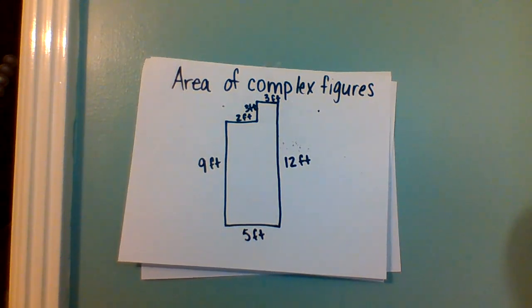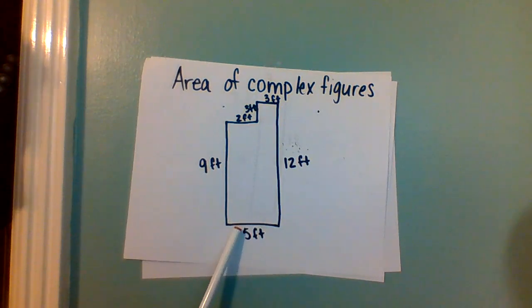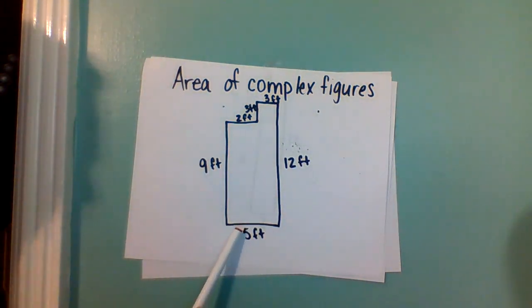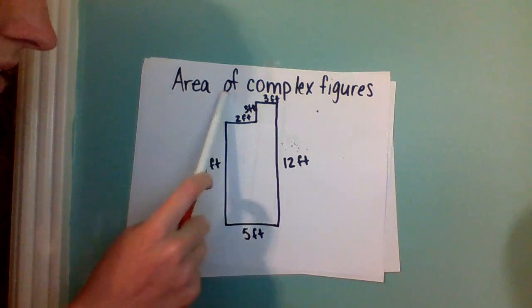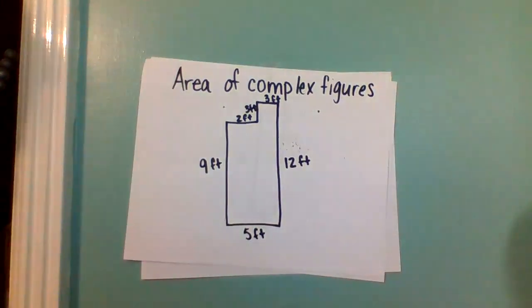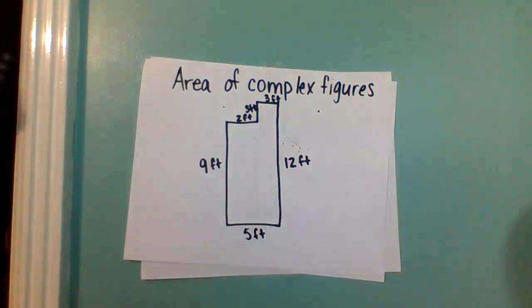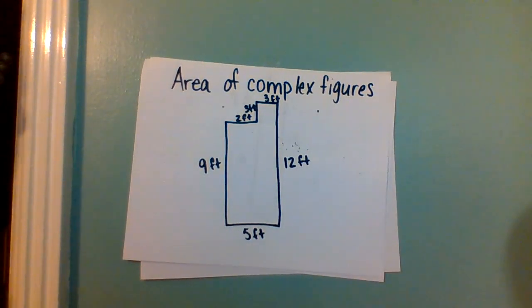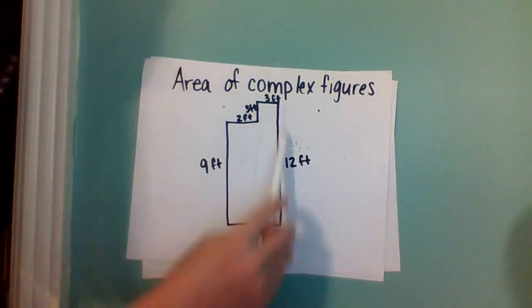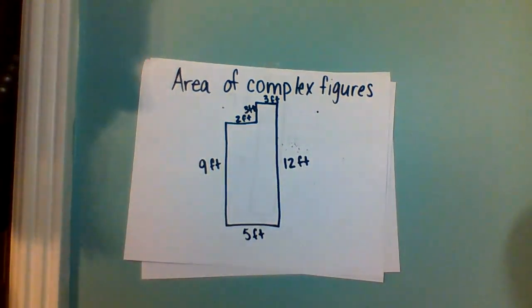When we're finding the area of this figure that is not a perfect rectangle, we're not just going to multiply this times this, because if we did, that would not account for this space that is missing. There's a few different ways that you can do this. I'm going to teach you the way that I use, but if it makes more sense to you to find the area of this big rectangle and then subtract that part, you do whatever you need to do.